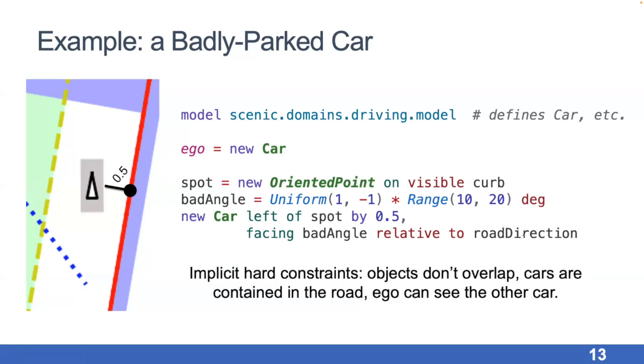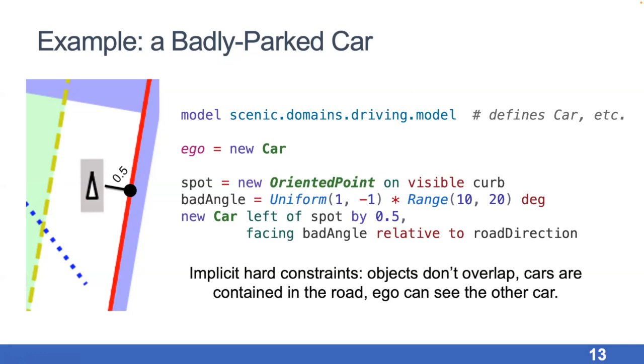Okay, that's the whole program. There's a little bit more that will happen here in the background. SCENIC has some constraints built into it. So it knows, for example, that objects cannot intersect each other. You can disable that on a per object basis if you want, but it will ensure for us that these two cars won't actually collide, that this driving library says that by default cars have to be fully contained within the road and so forth.